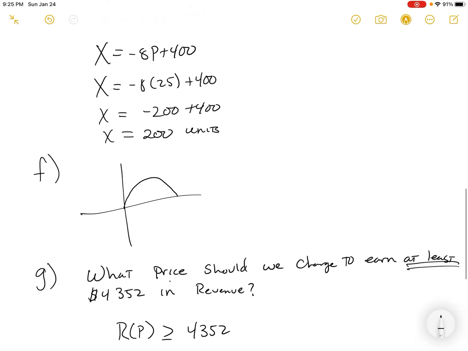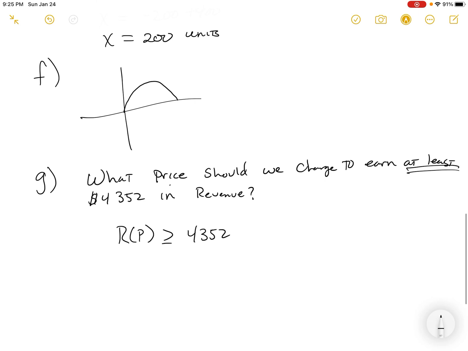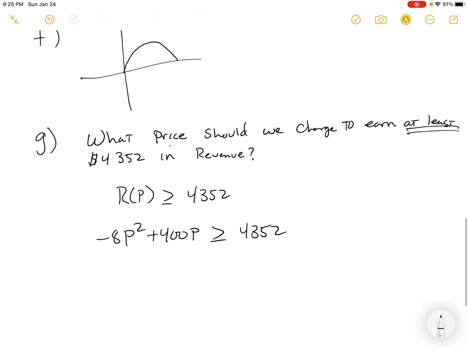Well, what's the revenue? Well, we had that equation. The revenue equation is right here: negative 8p squared plus 400p. So the negative 8p squared plus 400p needs to be greater than or equal to 4352. Now you know how to solve quadratic inequalities, not because you learned it in this class, but because you learned it back in intermediate algebra.